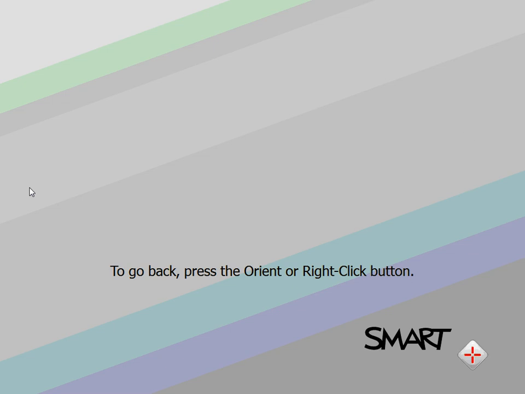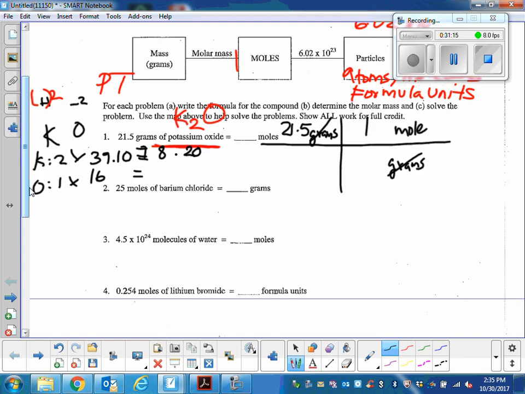So let's multiply. 78.20. 1 times 16 is 16. What do I do with these two now? You add them up to get your molar mass. Is it 94? Where do I substitute this 94? Into my grams. 94.20.